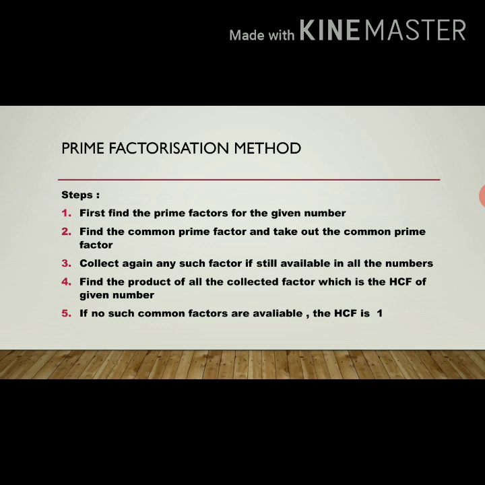Step 3: collect again any such factor if it is still available in all the numbers. For example, if three numbers are given, take all the common divisible numbers. Step 4: find the product of all the collected factors, which is the HCF of the given numbers.